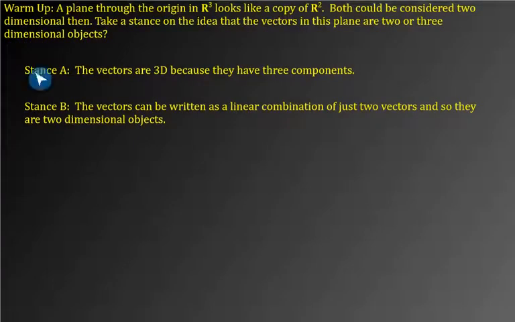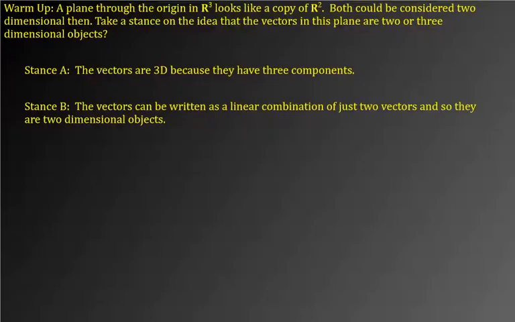The first stance you could take is that the vectors are 3D because they have 3 components, right? But the other idea is that the vectors can be written as a linear combination of just 2 vectors, so they are 2-dimensional objects, right? And honestly, at its core, so much of what we're building up to in linear algebra is this.